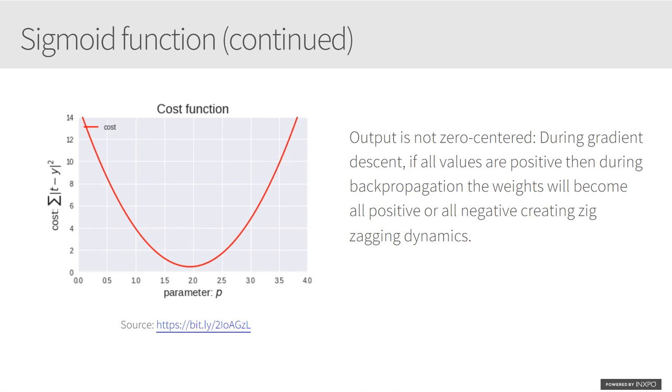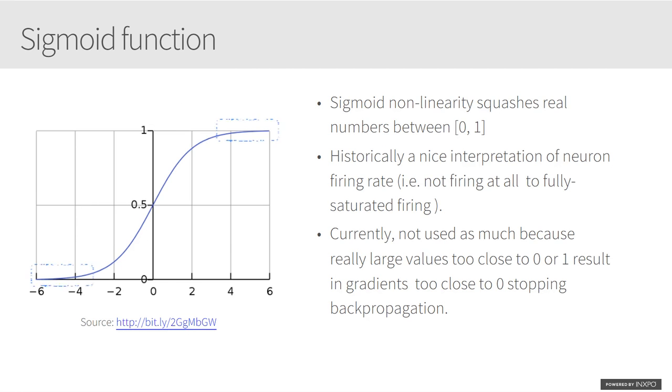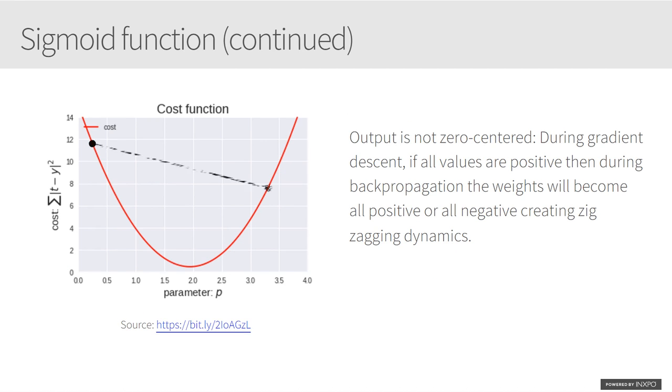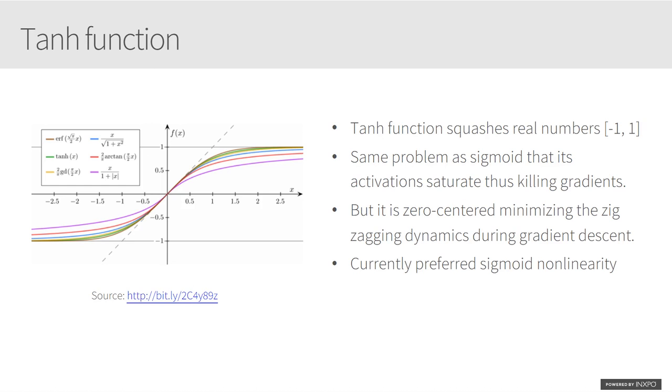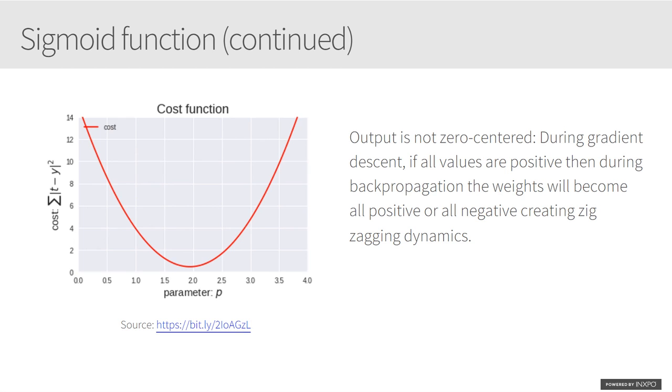All right. So a way to solve that problem was to use the tanh function. There we go. Okay, sorry. Basically it squashes the numbers between -1 and 1. It has the same problem as sigmoid, that the activation saturates, thus killing the gradients, but it minimizes this zigzagging during the gradient descent. So if you're going to be using a sigmoid nonlinearity, this is the preferred one, using tanh.